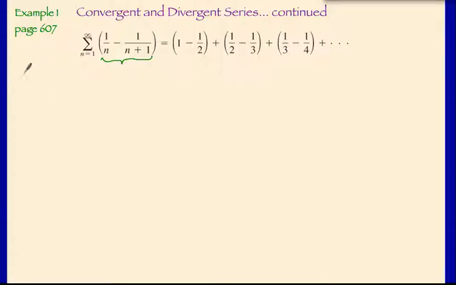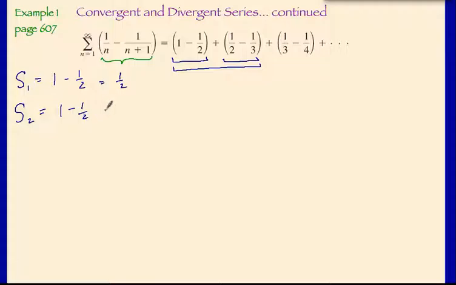The partial sum, s sub 1, is going to be 1 minus 1/2, which of course is just 1/2. Now look at the second partial sum. Remember, this is a term and then this is a term. So the second partial sum will be adding up these two. It's going to be 1 minus 1/2, and I'm just going to not put the parentheses, plus 1/2 minus 1/3. Because these two middle ones cancel out, this becomes 1 minus 1/3, which is 2/3.